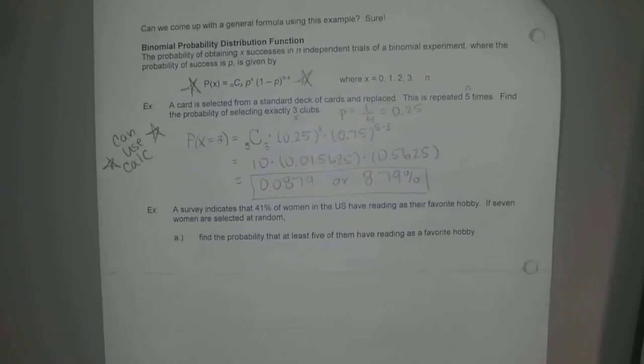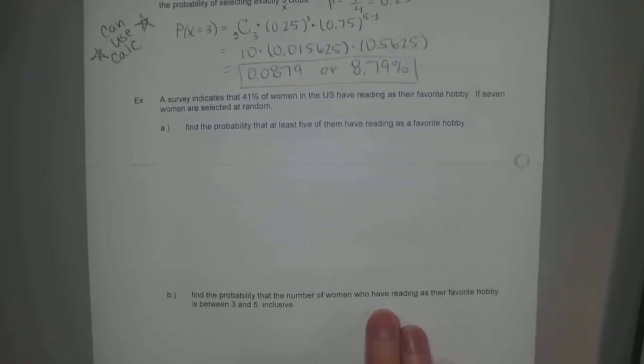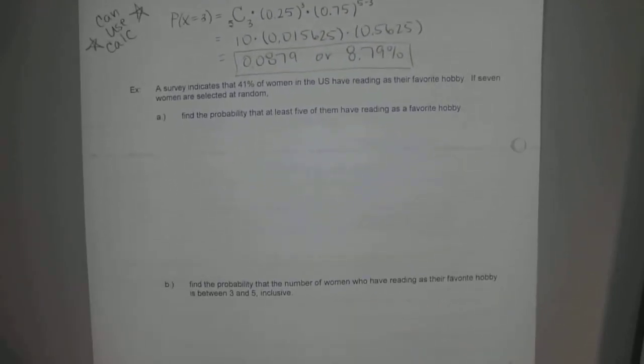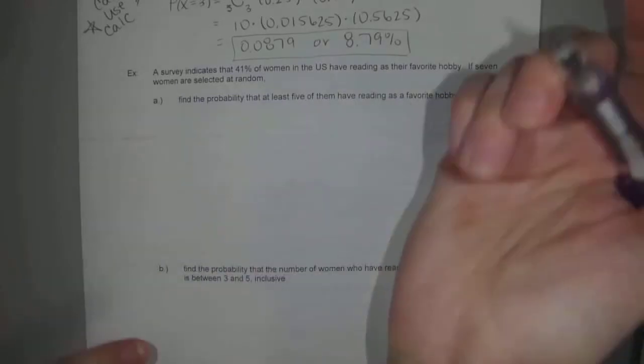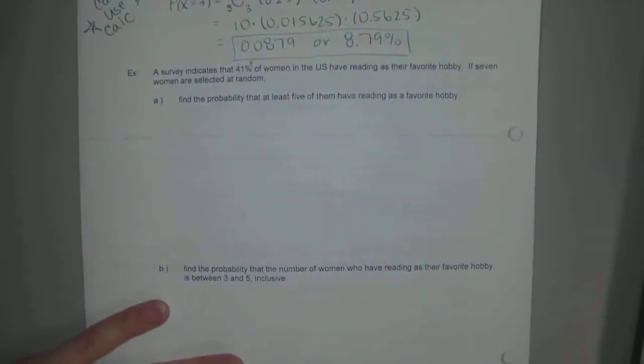All right, let's look at another one. These are probably more typical of what you'll see on the homework. It's not going to be these card problems. It's going to be like a real life example. It says a survey indicates that 41% of women in the U.S. have reading as their favorite hobby. So guess what we can mark 41% with? That's our P. That's the probability of having reading as a favorite hobby.